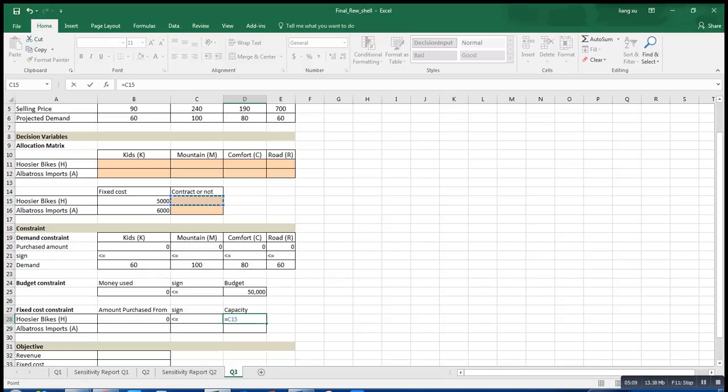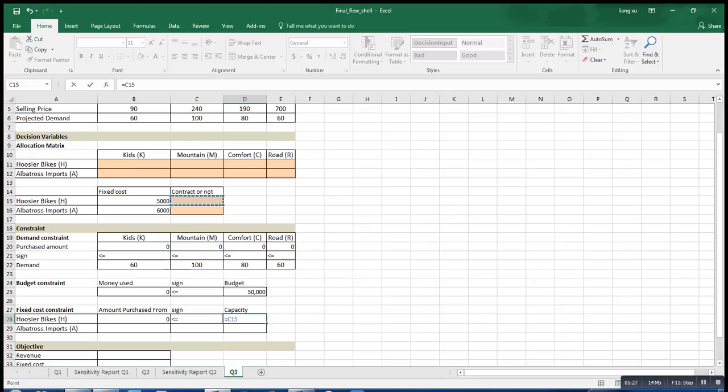Okay? So if this contract variable is 0, then that's great. Then you can't buy from the supplier. So it's less than or equal to 0, then you're fine. But if you buy from this supplier, then you can't just write that this capacity is 1, right?